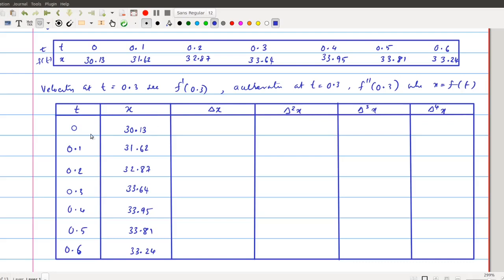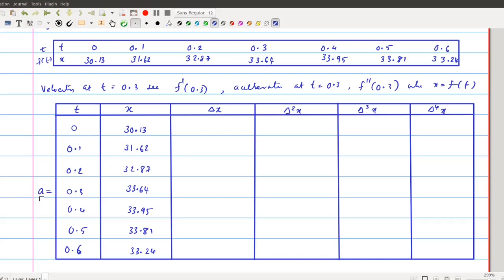This is our table. These are the t values and these are the x values. We need to evaluate f dash of 0.3, so we need to put a is equal to 0.3. In the formula we will use del f of a, del square f of a, del cube f of a, and so on, so we fill these values. So we set a is equal to 0.2. This is not a, this is in fact a plus th.